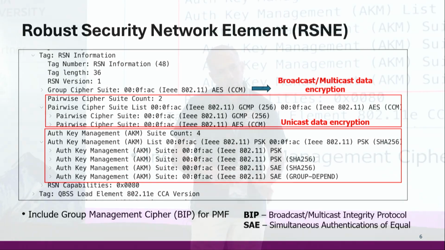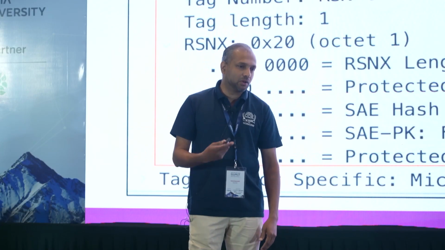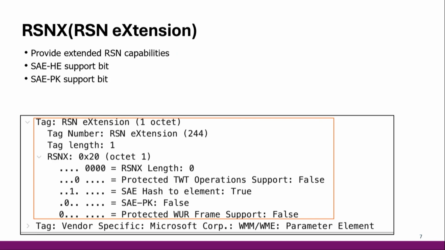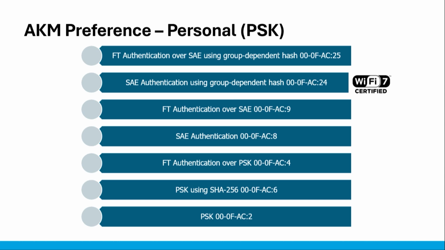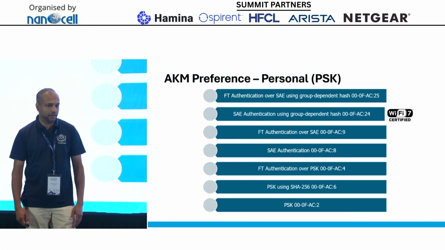other method. When you have more security features, IEEE introduced another element called the RSN extension element to advertise these other capabilities as well. A client looks for this element to choose which method to connect. Now in the personal scenario, there are many different AKM values. If it's a Wi-Fi 7 client, it has to pick AKM 24, 25. If that fails, it can go back to AKM 8 or 9. Like that, there are 7 different AKM values available for the personal environment.